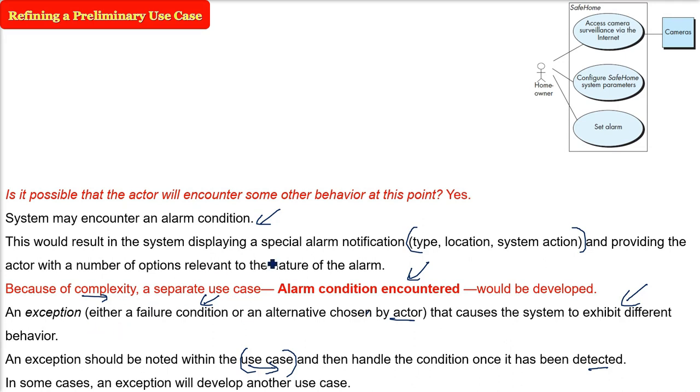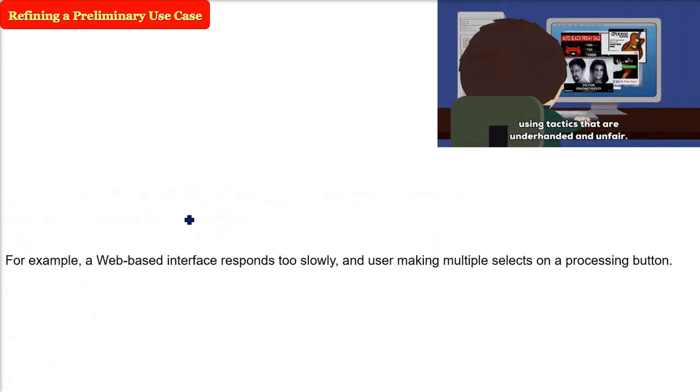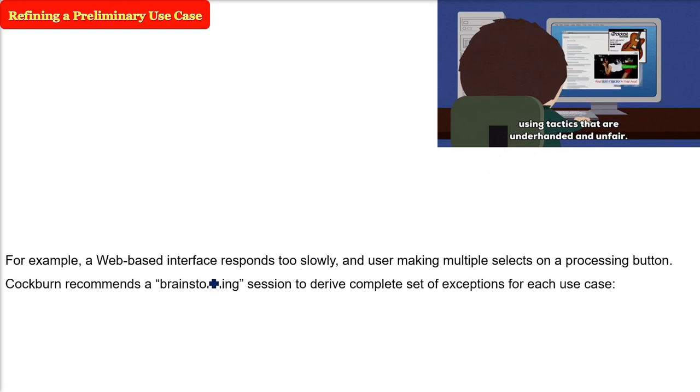And in various cases, even the exception will develop another use case, as we just saw with alarm condition encountered. So the scenario can be created even from the exception. We have to make a new use case accordingly. Let us take an example. If you are sitting in, say, Canada, accessing your home in the US, maybe the web-based interface is too slow. You are clicking so many buttons. So here, how to do this? Because multiple problems can arise.